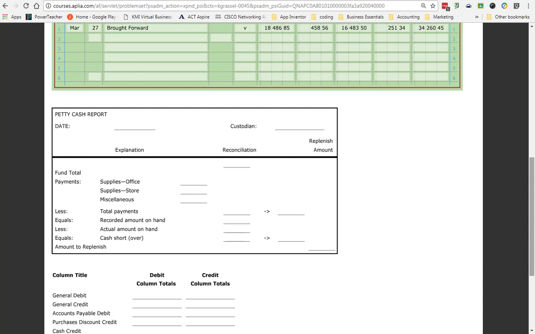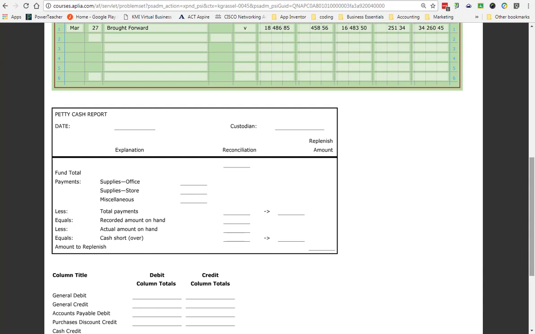And we're going to have an account called cash short and over. Cash short and over is going to be under the account classification of expenses. But I will tell you one thing. It will not always have a debit balance. It could have a credit balance, or it could have a debit balance, so that will really rock your world. And here's the reason why.